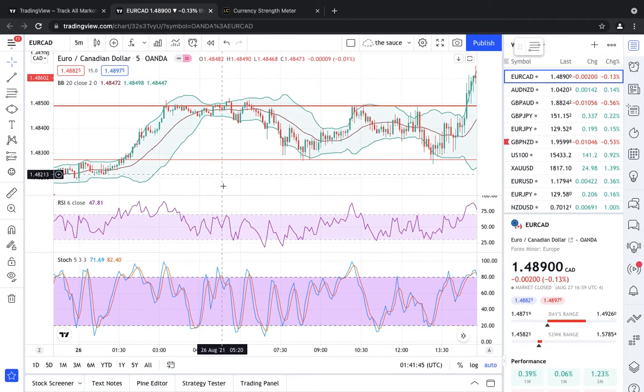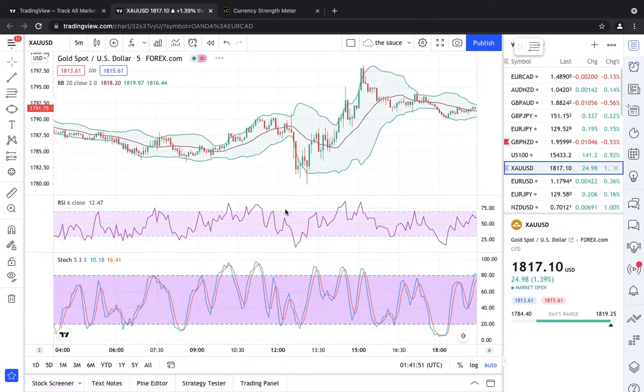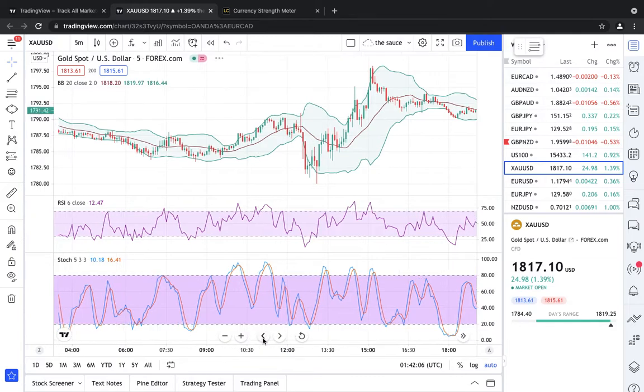On tomorrow's video, I will explain these indicators to you guys. But let's see. Gold is a little bit tricky. Gold is a fast-moving market. When I say fast, I mean very fast.